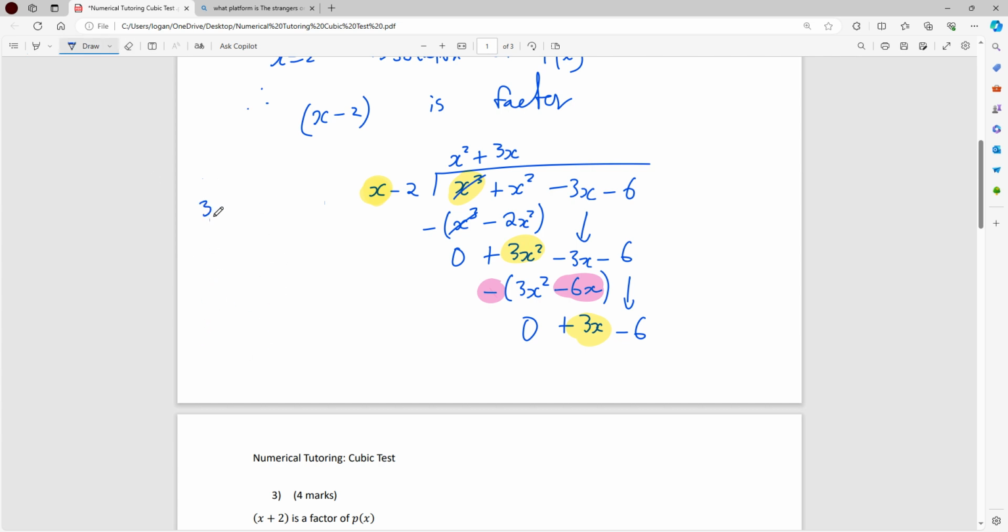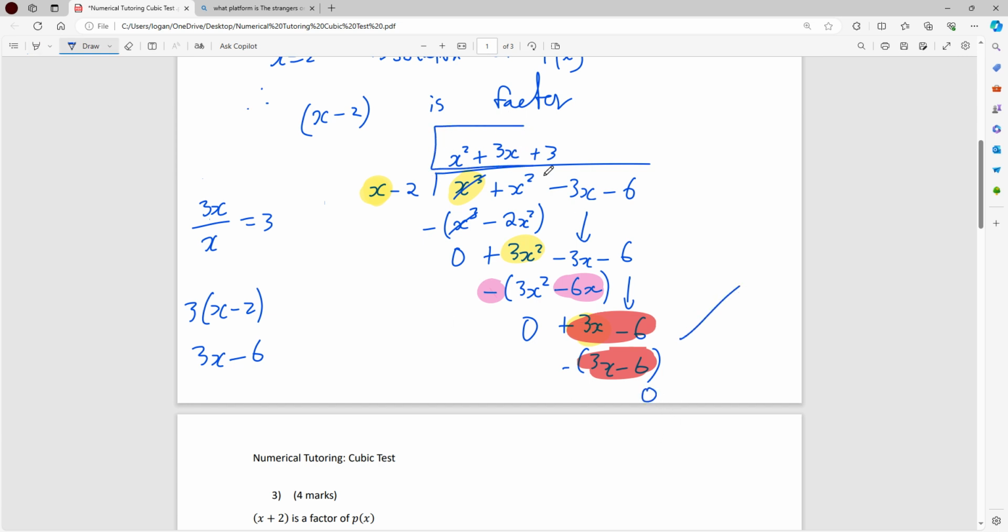So 3x divided by x gives you 3. So place that up there. And then 3 times by x minus 2. So 3 times by x minus 2 gives you 3x minus 6. And then chuck it here. Now you can see straight away, or hopefully you can see, that this is exactly the same as this. So if you have something minus the same thing, it's going to be 0. Okay. So you can see you've got a remainder of 0.